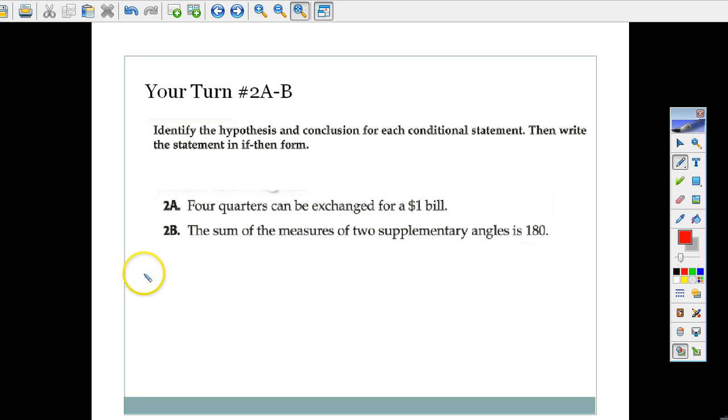When you write your answers, you can put 2A. Hypothesis, you can just put H for hypothesis. Write the hypothesis. C for conclusion. And then write your if-then form. Okay, so you should have 3 answers here. Okay, good.